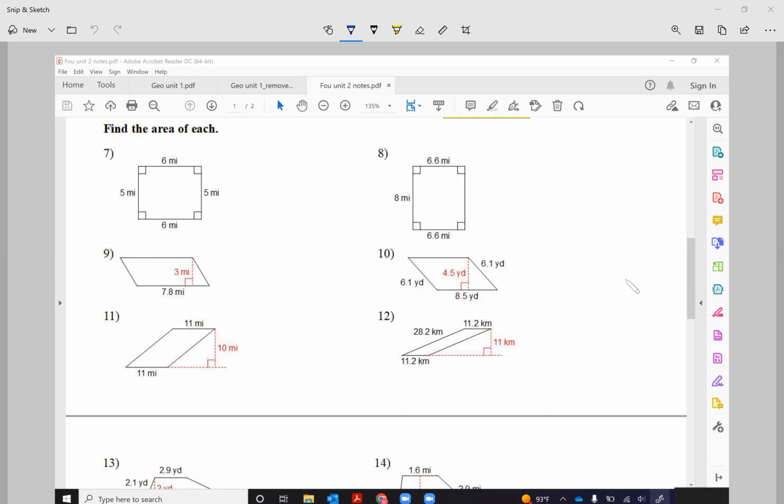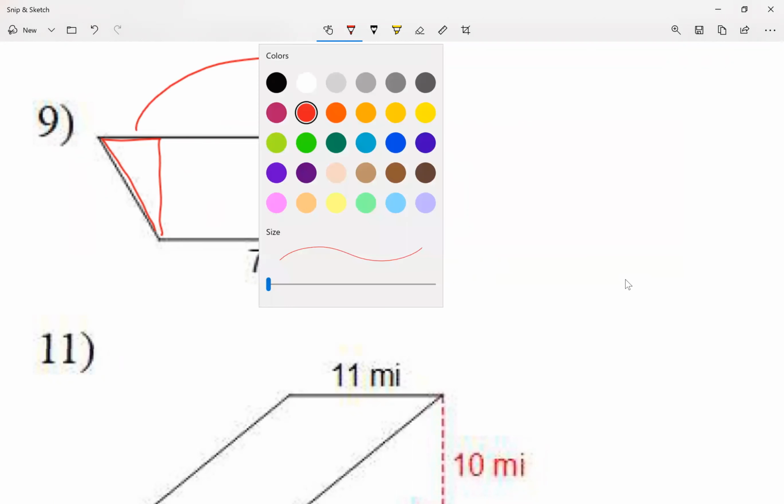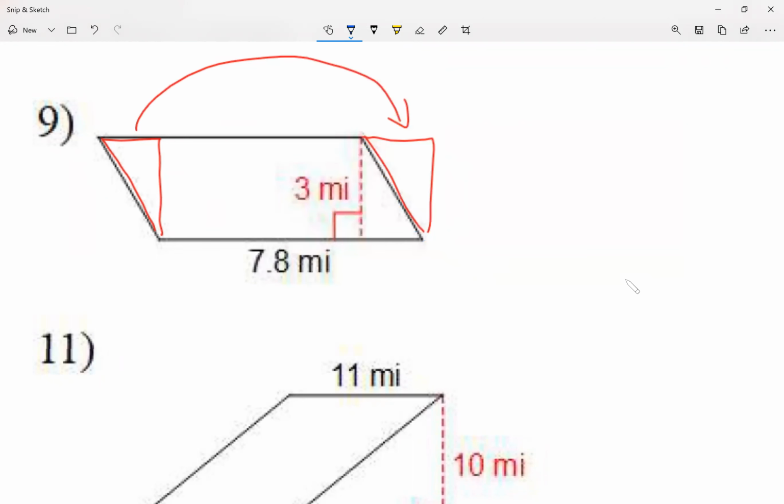Let me take a look at question number 9. Parallelogram, it looks like a slanted rectangle. Now the interesting part of a parallelogram is, let me cut a triangle here from the side. And I'm going to add it on this other side. So let me just say this triangle moves here. Interesting part of my triangle, when I do that on a parallelogram, it creates a rectangle.